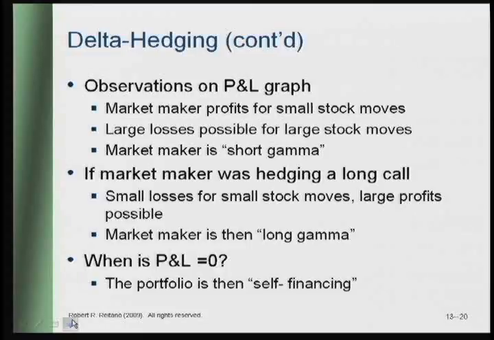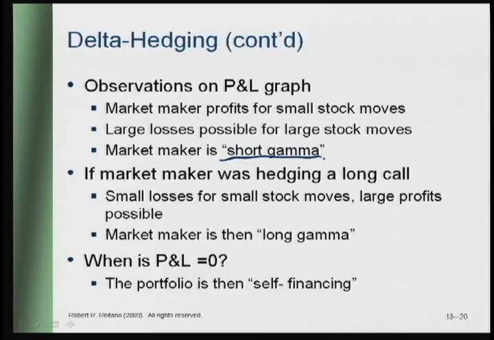So the observations on the graph, I've already made most of them, is that the market maker profits for small moves and loses for large moves of stock. And that's because of the short gamma position. If the market maker was hedging a long call, so for example, if the investor called the market maker and instead of wanting to buy a call, wanted to in fact short a call, so the market maker was long the call, all of these graphs would be flipped. Right? So again, we need to pay attention to is the market maker long or short.